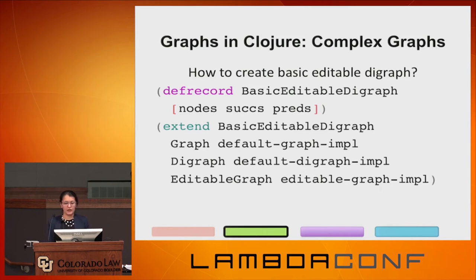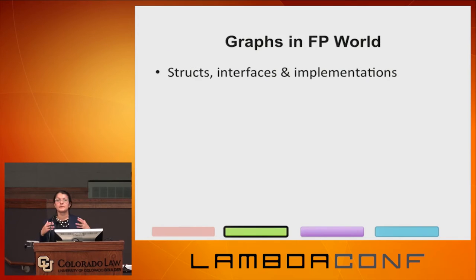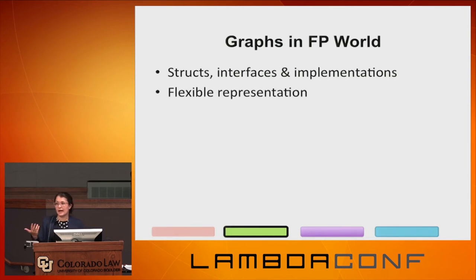Okay, so how is it different implementing graphs, representing graphs in functional programming world from object-oriented? So we have our data, our API, and our implementation separately. And our implementation specifies how API can be called on our data. We have flexible representation, where in this case, I was the author of the graph that decided that I have a basic editable digraph. So I was able to specify exactly which protocols it needs to implement and provide the implementations for them. And finally, we have immutable graphs. So anytime we add a node or add an edge, mutate in any way, it produces yet a new graph for us.